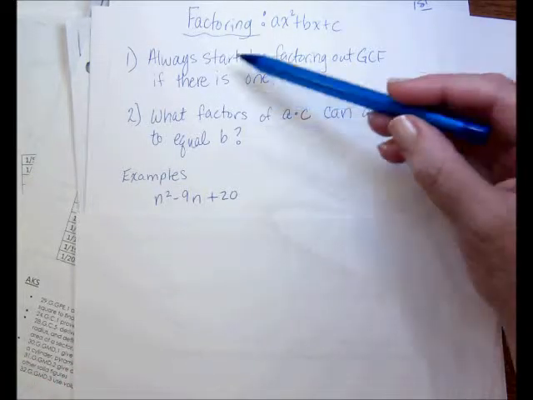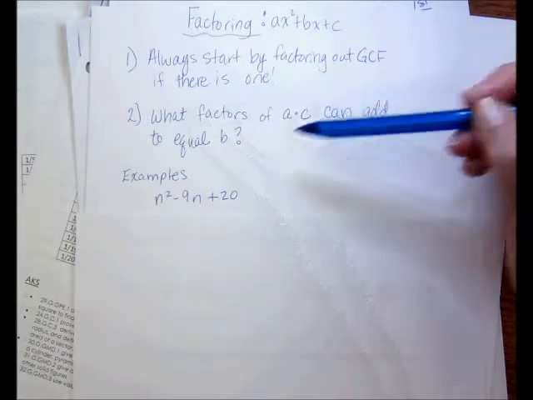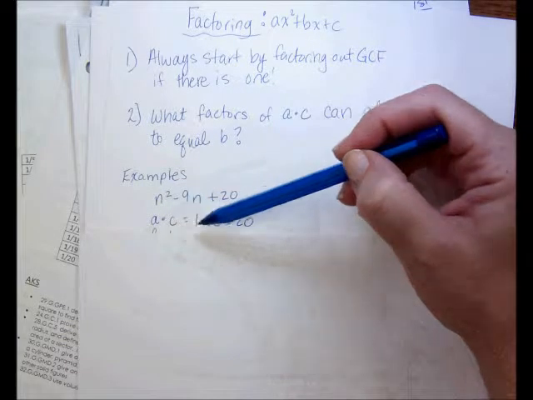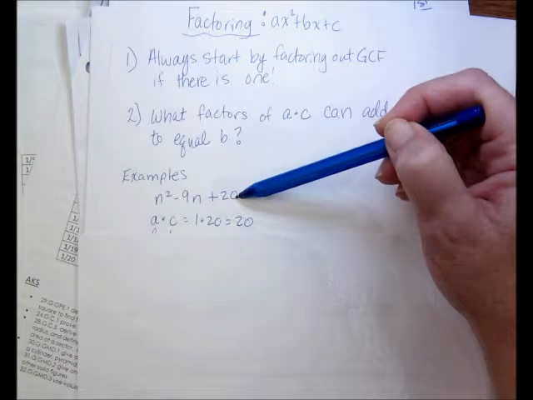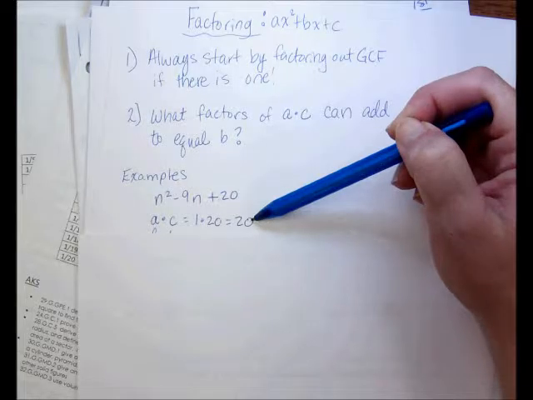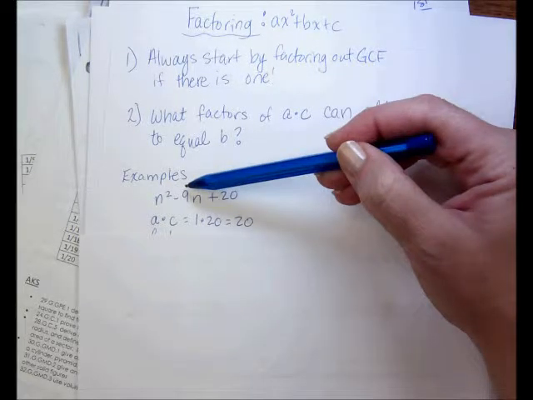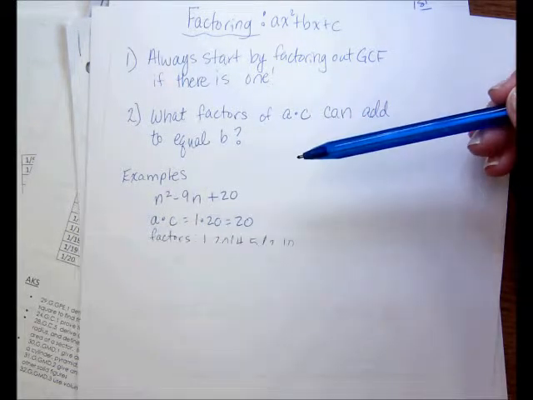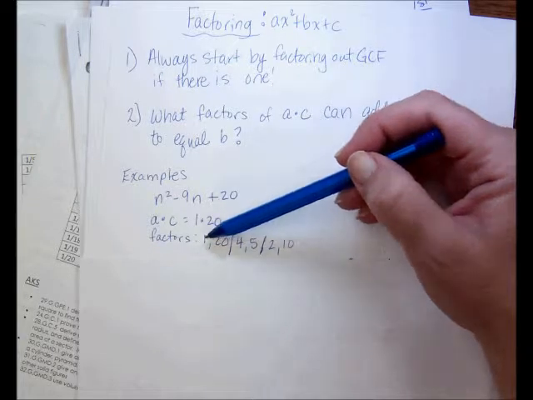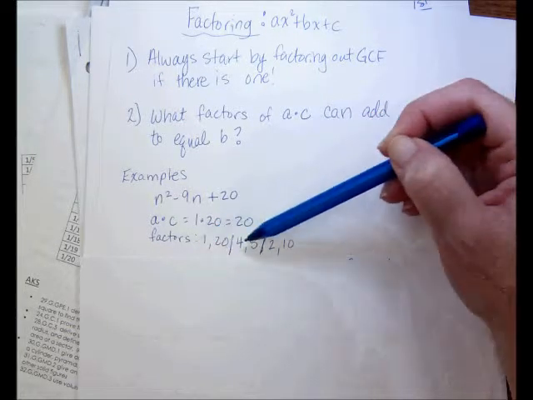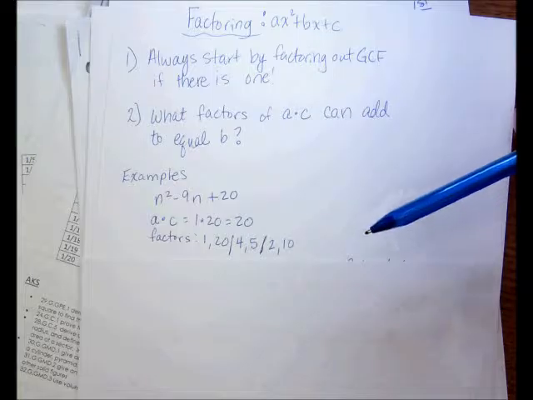So I ask myself the questions, what factors of a times c? So a times c is 1 times 20. So it's equal to 20. So what factors of 20 can add up to be negative 9? So I list my factors of 20. I have 1 and 20, 4 and 5, 2 and 10.